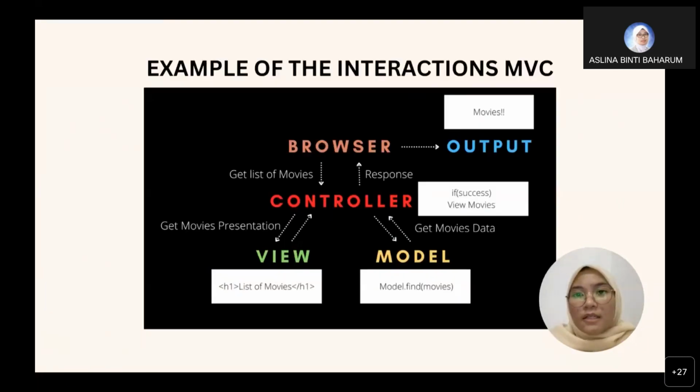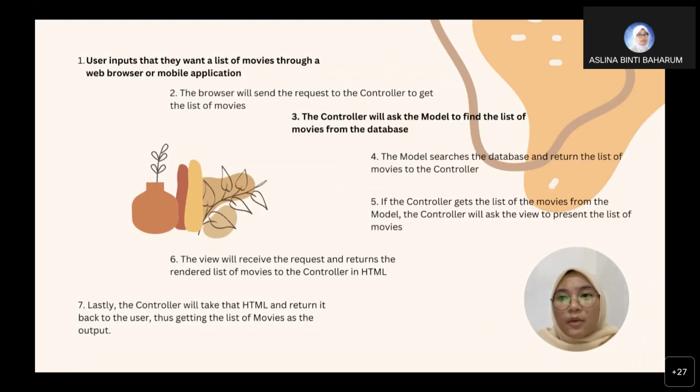Next, this is the example. The example is that the user chooses a movie. First, a user inputs that they want a list of movies through a web browser or a mobile application. The browser will then send the request to the controller to get the list of movies.